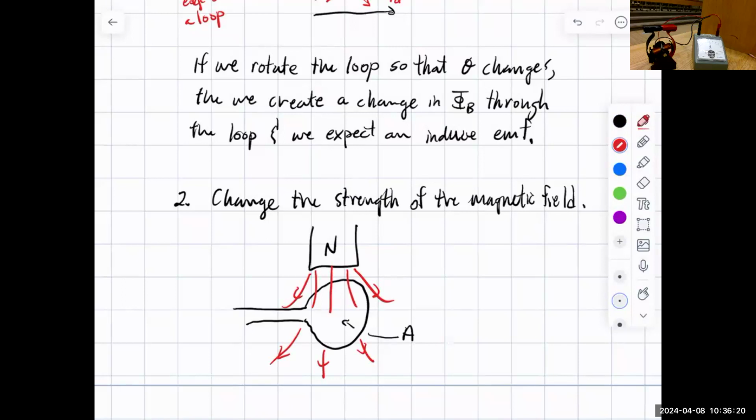But if I was to suddenly pull the bar magnet away, I would decrease the magnetic flux through the loop. We would get an induced EMF and an induced current. I could also take the magnet and push it closer to this loop, and I'll increase the magnetic flux through that loop, and I'll again get an induced EMF. It'll just be in the opposite direction.